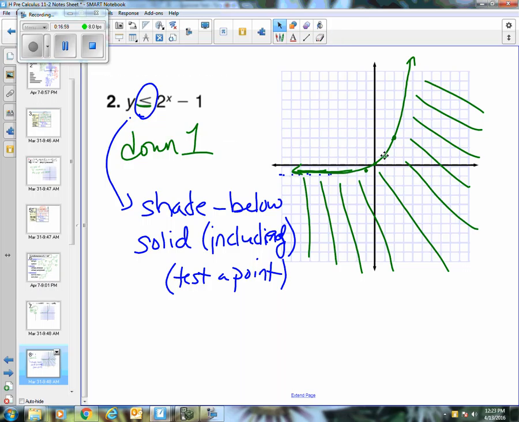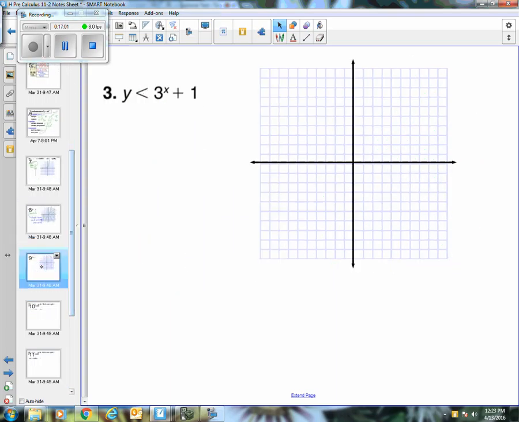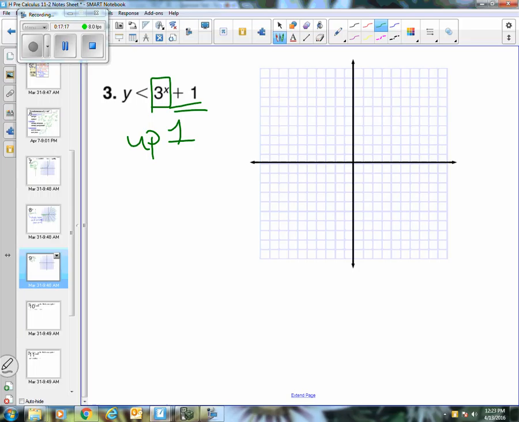All right, so let's take a look at the next three. We're not going to actually graph any of these. We're just going to talk about them. So tell me, have a nice conversation with yourself. What's different about this one? So what is the transformation? Well, it goes up 1 for sure. The parent graph itself is 3 to the x now, which in relationship to 2 to the x is going to be a little bit steeper.